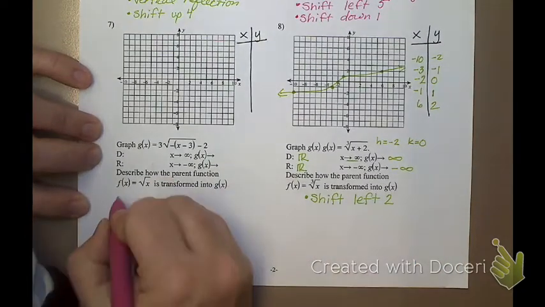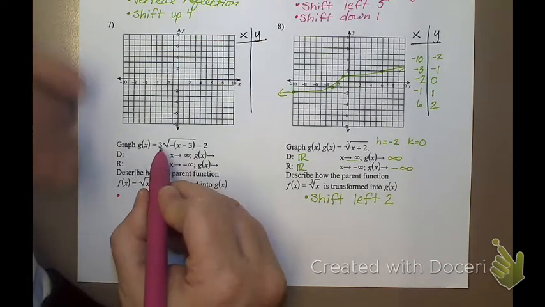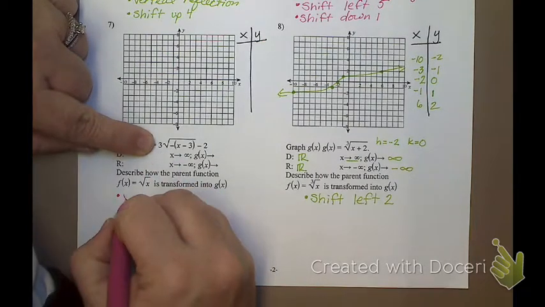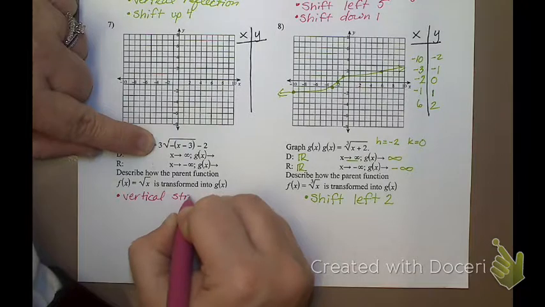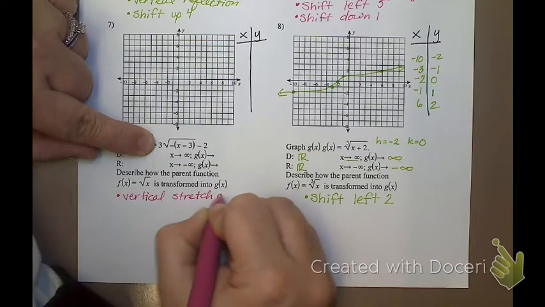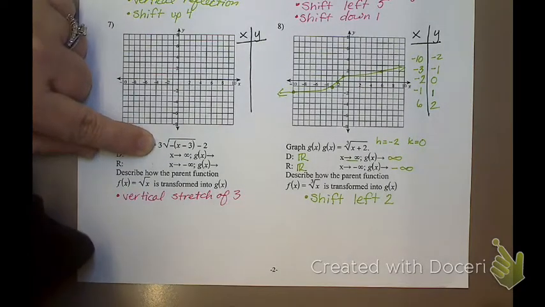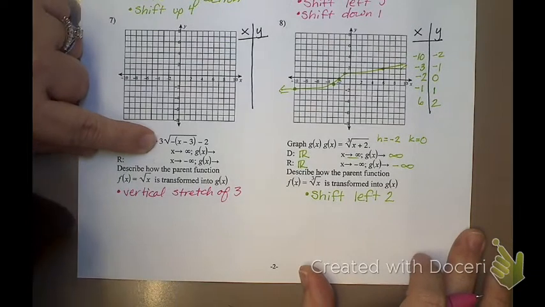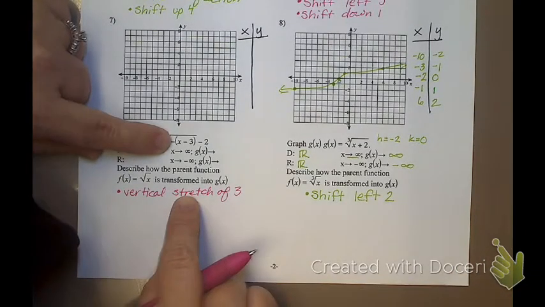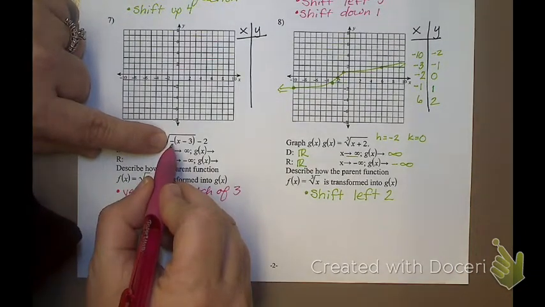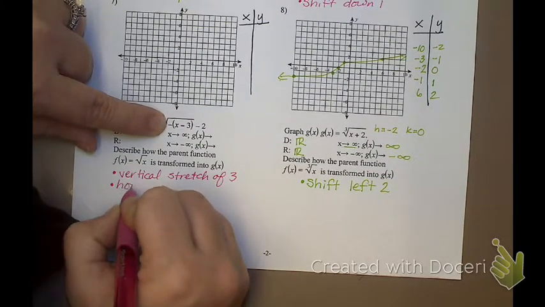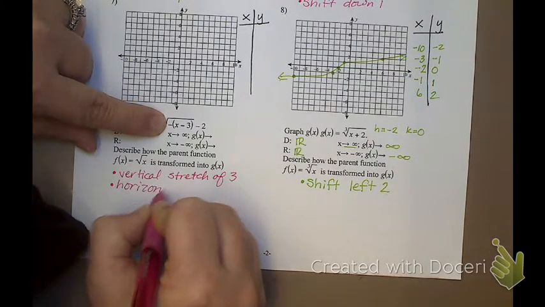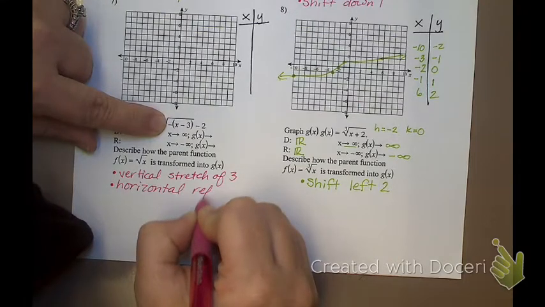You know what, let's go ahead and start with the description since we finished that one there. I have a 3 out front, which means I have a vertical stretch of 3. Remember, if that was a fraction that was less than 1, it would be a vertical compression. I have a negative inside. What does that mean? That means I have a horizontal reflection.